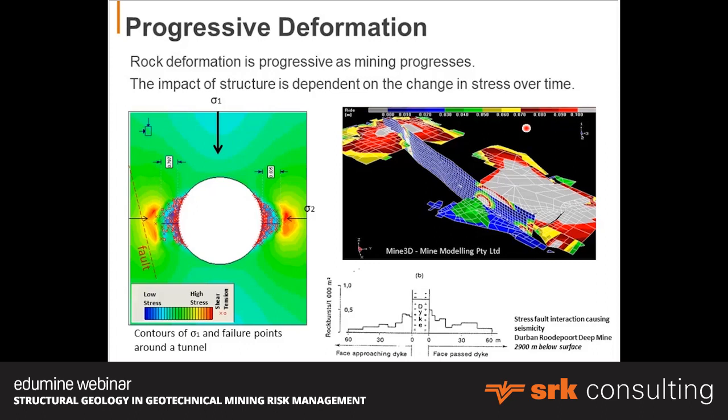Here we've got an example of a fault system running through at least two stopes, and you can see how in this area the fault hasn't yet reacted, but in the areas where the stope is, it is reacting. There are examples, for example, in the deep level mines in South Africa, such as Durban-Roodepoort mine. Here we have, as the tunnel developed towards this fault dike system, the seismicity increased, and once it got through the dike system, the seismicity dropped, right? So that fault is allowing energy to be released as you interact with it and create strain across it.